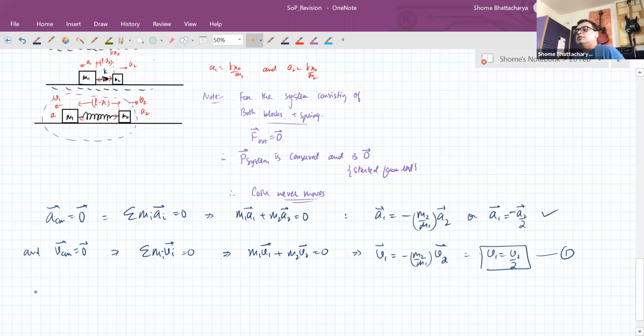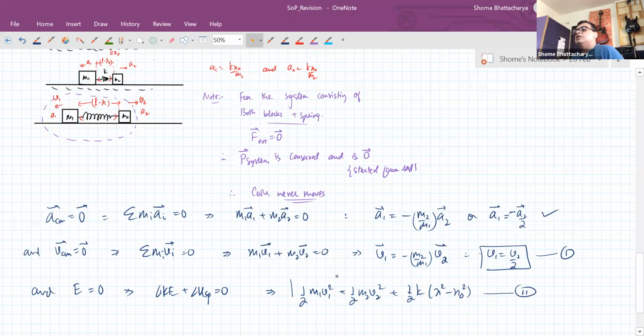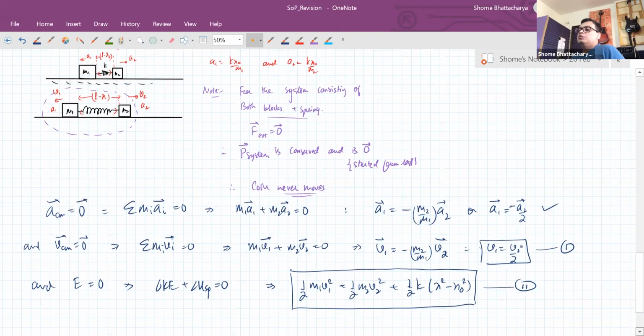You can also see that mechanical energy of the system is conserved, that is change in kinetic energy plus change in elastic potential energy of the spring is zero. So conservation of energy becomes our second equation. In solving these two equations, the conservation of linear momentum and conservation of mechanical energy, we will be able to come up with the final result.